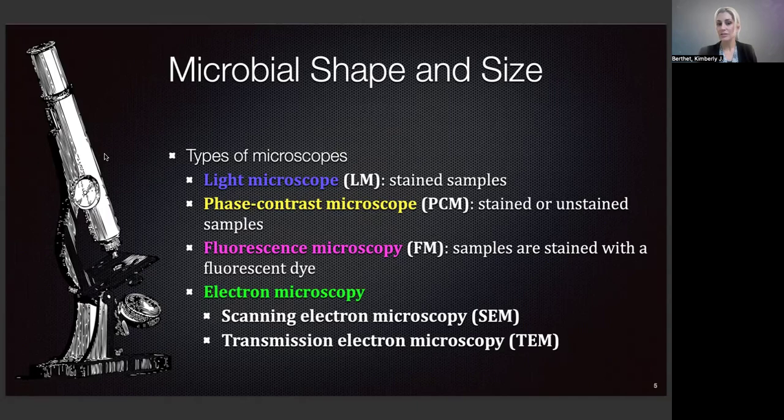Moving on to phase contrast microscopes, we can call that PCM. What we typically use is stained samples on here, but you can also use unstained samples. We can move down to fluorescent microscopy, where we will be staining our sample, but the stain is a little bit different. We're actually using a fluorescent dye that is going to emit light that can be picked up, and we'll see that imagery in just a bit. Following that, we have electron microscopy.